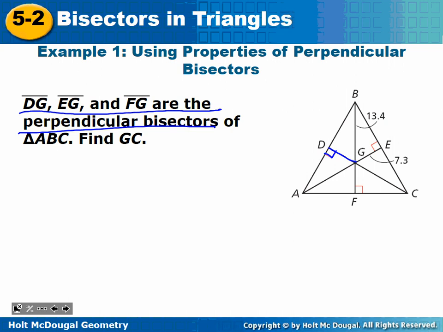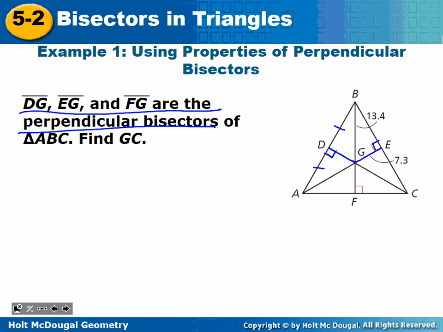Okay, first of all, what I can mark congruent based off DG being a perpendicular bisector, that means it's perpendicular to one side of the triangle and it's bisecting one side of the triangle. So I heard somebody say it. What two pieces are congruent? BD and AD. This little piece is a perpendicular bisector of this side. Okay, go to the next one.